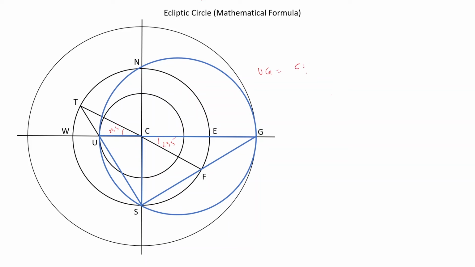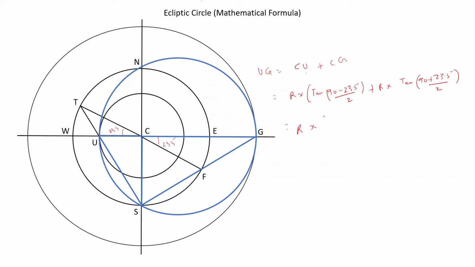The diameter of the circle of the ecliptic UG is equal to the radius of the circle of the Tropic of Cancer CU plus the radius of the circle of the Tropic of Capricorn CG, which is equal to R into tan((90 minus 23.5) divided by 2) plus R into tan((90 plus 23.5) divided by 2).